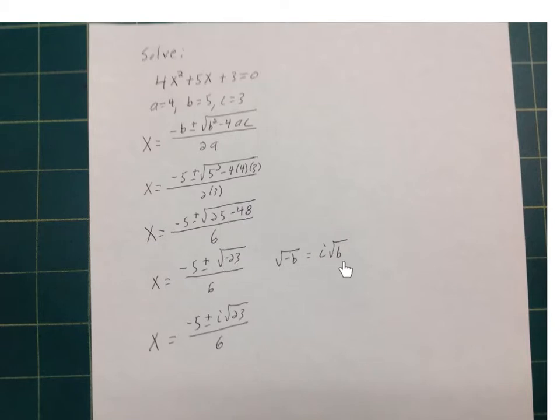Then we have this rule from earlier: the square root of negative b equals i times the square root of positive b. And so you want to take the square root of negative 23, that's i times the square root of positive 23. And that's the answer.